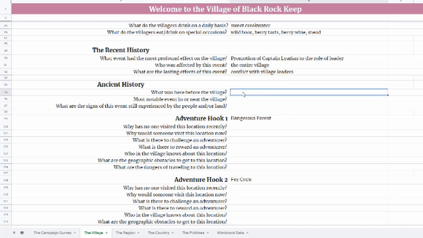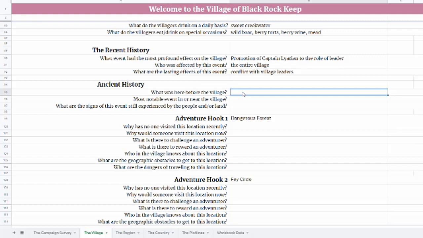Ancient history. What was here before the village? And this is reminding us that all this stuff just didn't spring up overnight. Like there's always a reason why something is here. And I know we've mentioned as part of our adventure hook that there's a Fae circle. And that got me thinking about the Fae in general and their relationship to this land. And if there's a Fae circle, probably there was a Fae influence here, a bigger Fae influence.